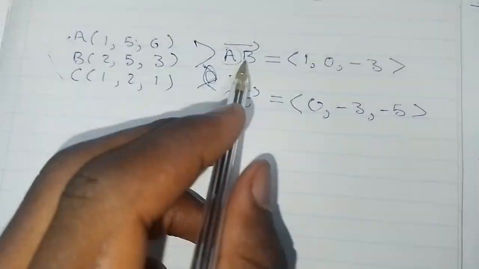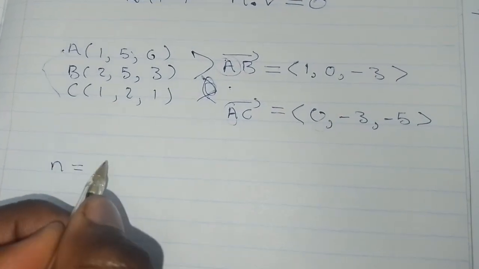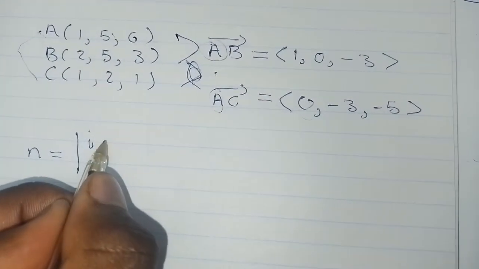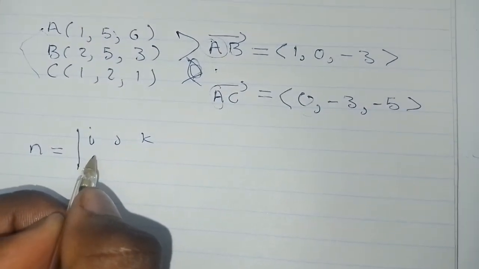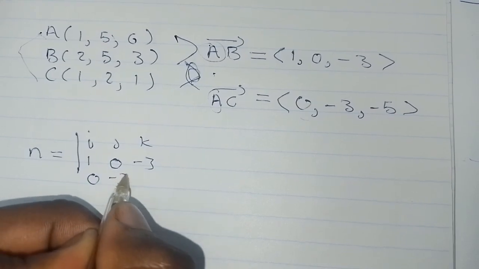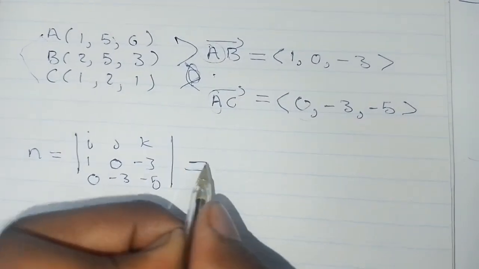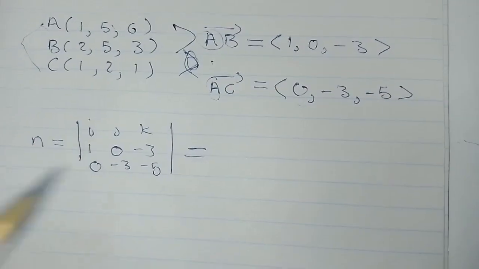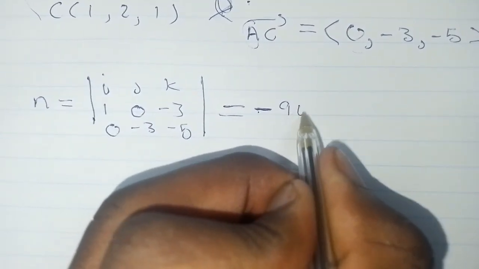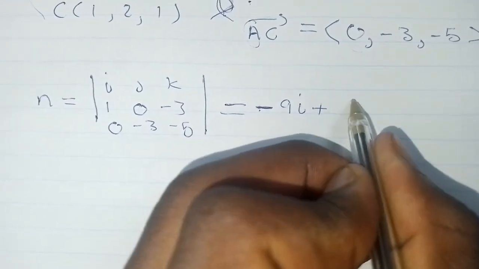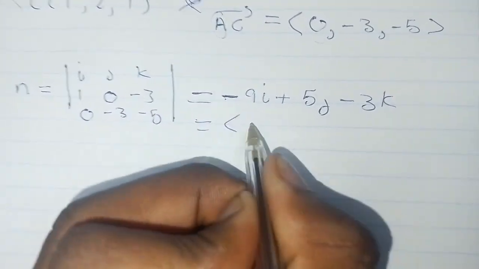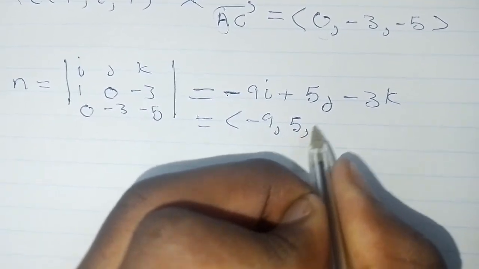Now we cross the two to get the normal vector. We'll have the cross of the two vectors, with i, j, k as the directions. Then you have 1, 0, minus 3, and then 0, minus 3, minus 5. Then you use the diagonal rule to evaluate this. You already know how to evaluate determinants, so I'm not going to do that. So you have minus 9i plus 5j minus 3k. That's your normal vector. Write it in direction vector form: minus 9, 5, and minus 3.